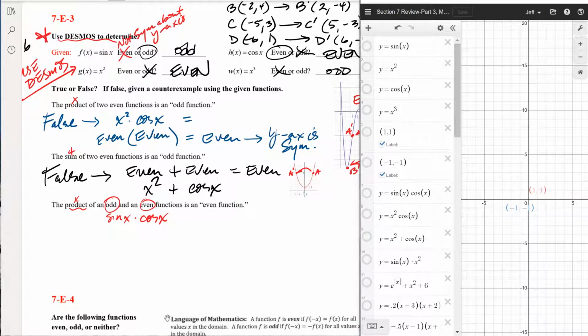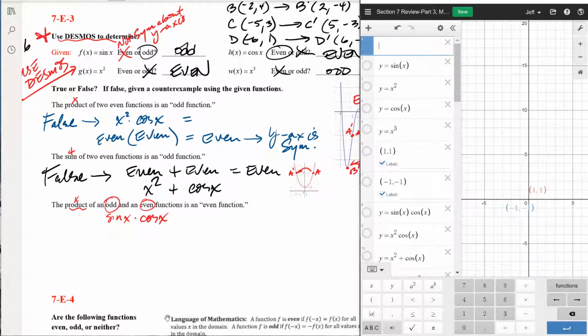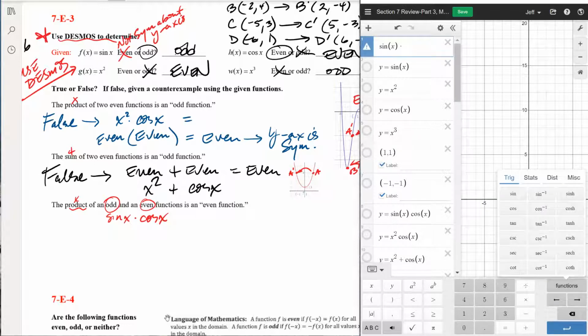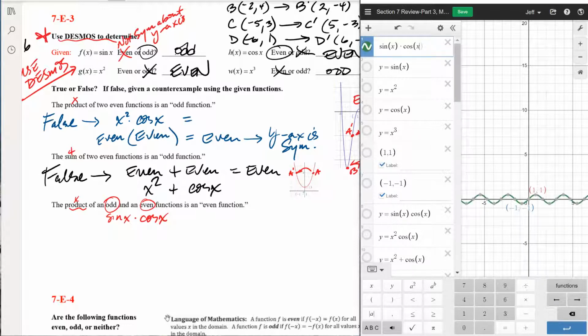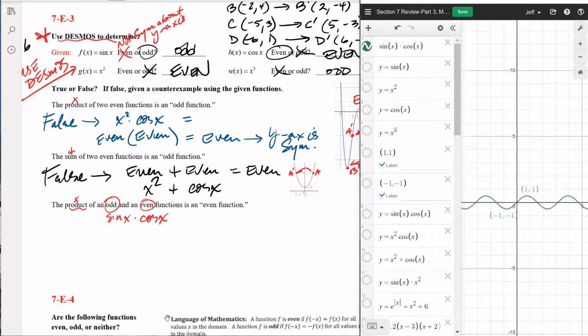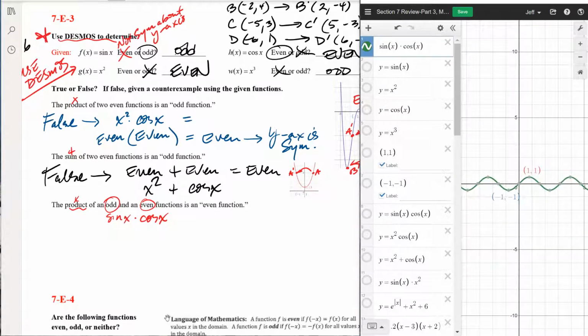So do I have this one in here? No, I have to go ahead and add an expression here. So sine x, here we go. Let's just type in sine x. All right, let's multiply it by cosine x. Look at this, this is why I love Desmos here. And check this out. All right. So here we go. And look at this, 1, 1 gets rotated to -1, -1. We talked about that before. That's an odd function right here. So if you take an odd times an even, you don't get an even, guys. All right, so this is false.